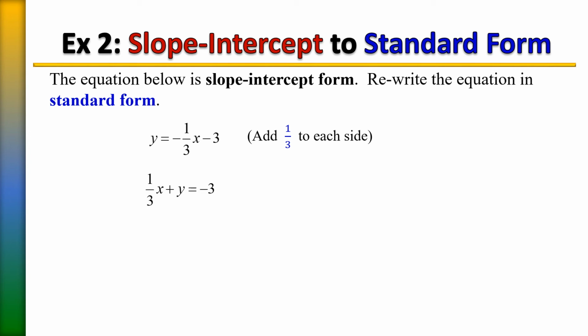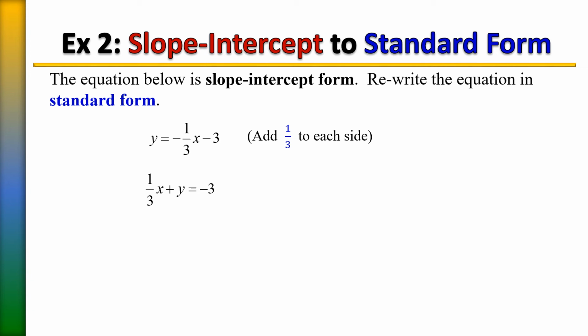So we almost have it in the correct standard form. Remember, the correct standard form is the coefficient of x cannot be a fraction or a negative. It needs to be a number 1 or greater. And since it's not, what we're going to have to do is get rid of this fraction.